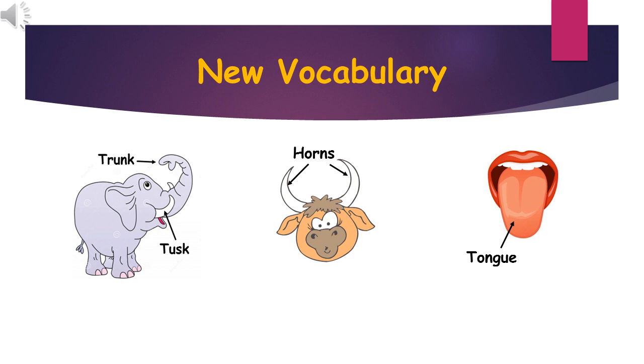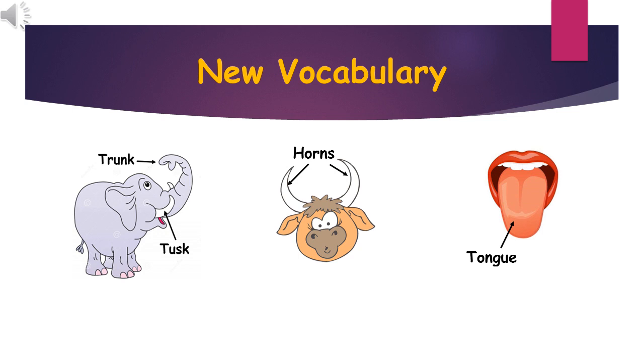And the second word with the elephant is called tusk. Tusk. All of you repeat after me. Tusk. The tusk is something which is white like the teeth, but it's not the teeth itself. It's something outside the elephant, beside his mouth. Can you see it in the picture?